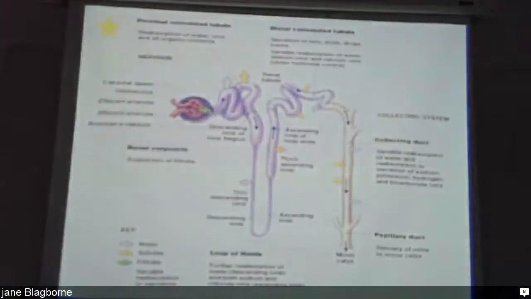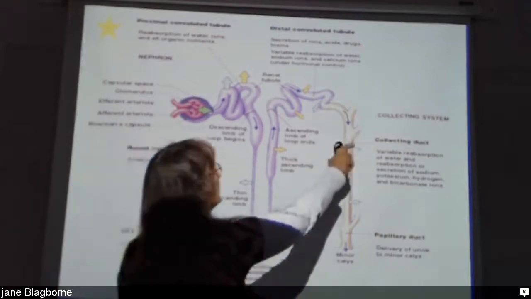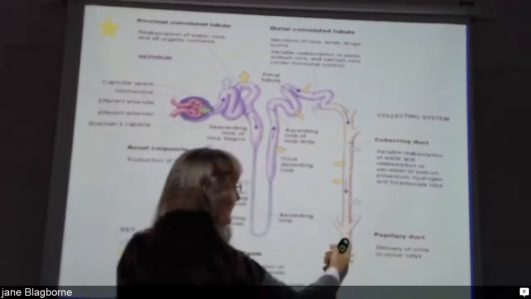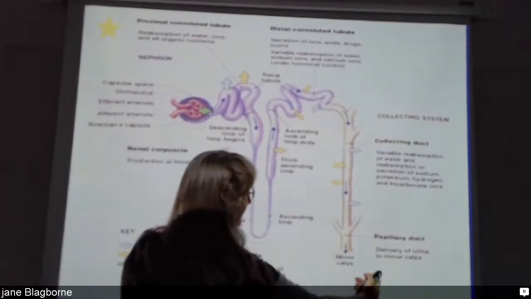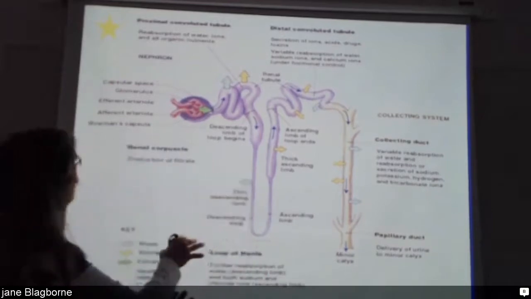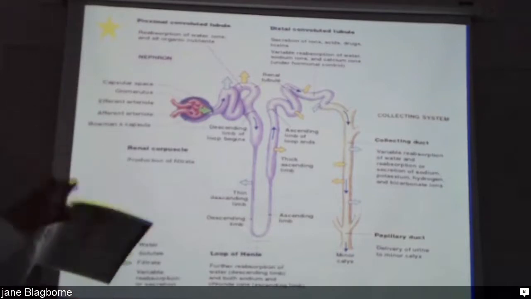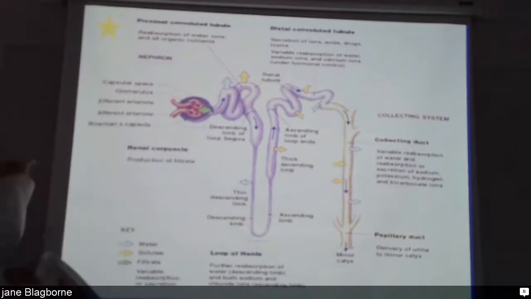Okay. More pictures. We've seen all these pictures before. It gives you more of the collecting system down here, the papillary duct, into the calyxes down here. Now this is just one nephron. There's millions and millions of nephrons that make up those little pyramids. You don't just have one, you have a gazillion of these guys.